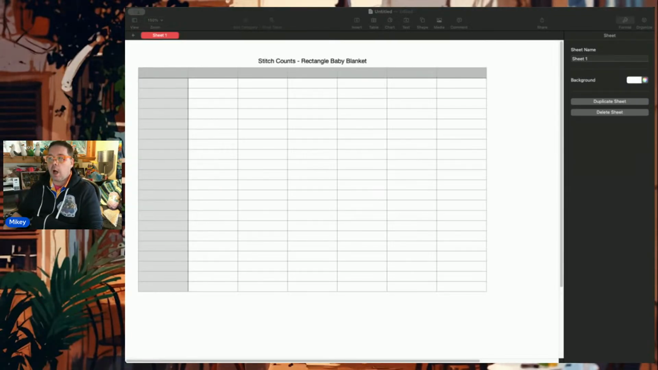Today we're working on stitch multiples for a crochet pattern that I'm currently working on. One of the biggest setbacks in doing design is when you do not provide the stitch counts per round or per row. So it's a big, huge no-no not to do that.